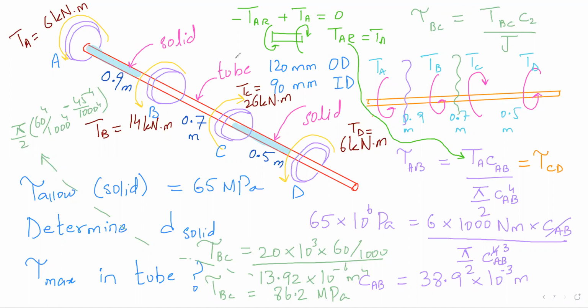And then I did the same thing for minus TAB, I mean, TABR. Then minus TBCR plus TA plus TB equal to 0. And I got TBC R equal to TA plus TB. And that's why I substituted here 20.